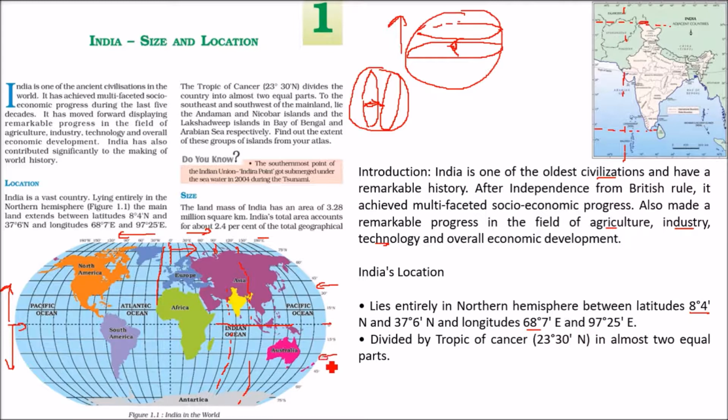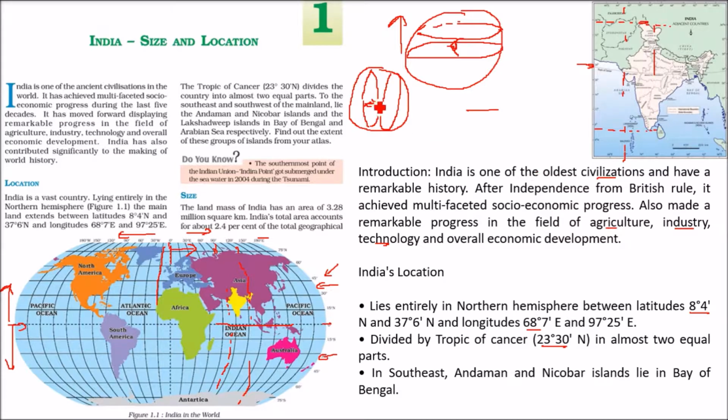We have two more lines, or you can say two more latitudes. The one above is called the Tropic of Cancer. The one below is called the Tropic of Capricorn. This Tropic of Cancer is 23 degree 30 minutes north, and it is also a latitude. It divides India into two almost equal parts. So this is your Kark Rekha, or Tropic of Cancer, and it is dividing India into two almost equal parts, this part and this part.